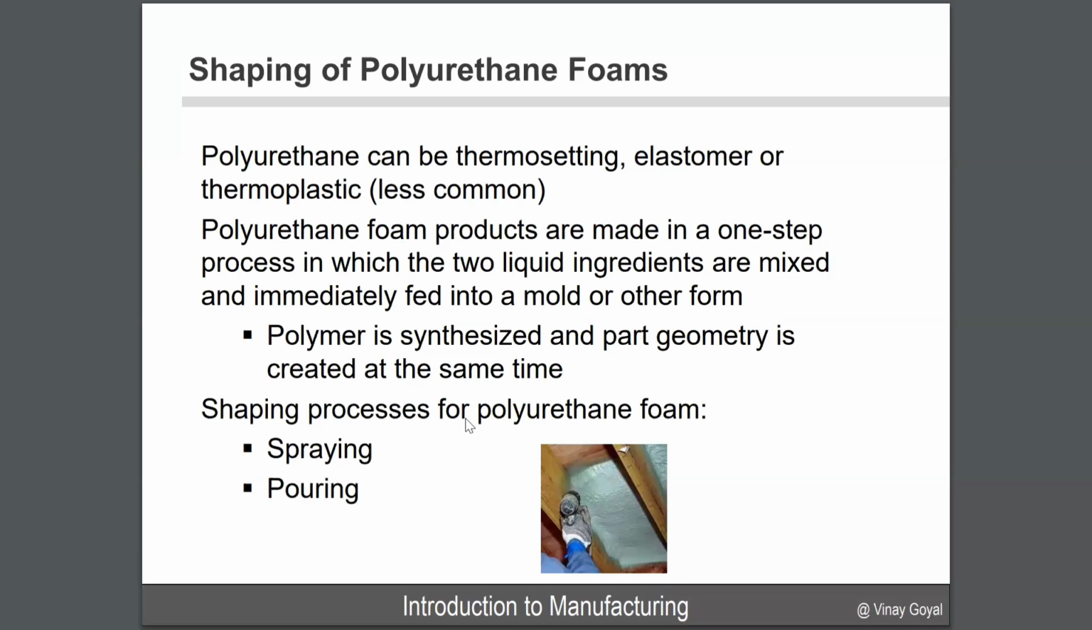You can apply those by spraying or pouring. That's one of the approaches that people use. It tends to be done in a one-step process where you have two liquid ingredients and you're mixing them together immediately to form a mold or any other shape. In this case, the polymer is synthesized and the part geometry is created at the same time. You're getting both at the same time. You're spraying into a mold, you're getting that shape right away. And that's how we deal with polyurethane foam.